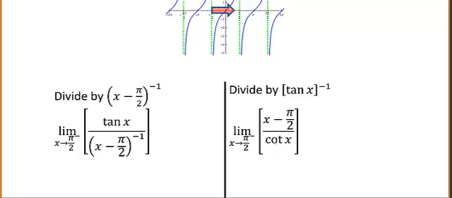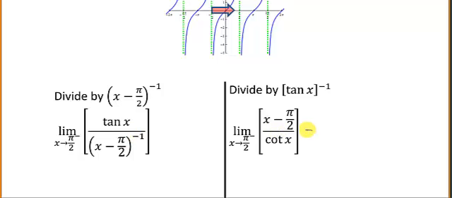You might be a little bit uncomfortable dealing with cosecant, but remember, cosecant is just a reciprocal of sine. So if you think about that, it may be helpful. So I think I prefer to deal with this one. It's not that this is right and that's wrong. It's just that this is easier, I think, and this one's a little bit harder.